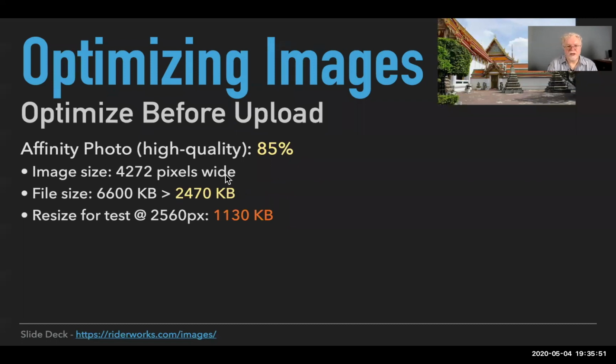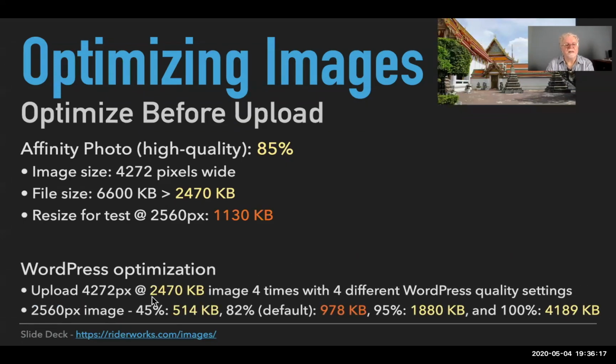So what I did then was I took this image right here and uploaded it 4 times with 4 different quality settings in WordPress. I kept the default at 82. I did one at 45, pretty small, which is not a great quality. I did one at 95, and then I did one at 100, and saw what would happen. And you look at this bottom line here, the default came out pretty close, 978 to this.